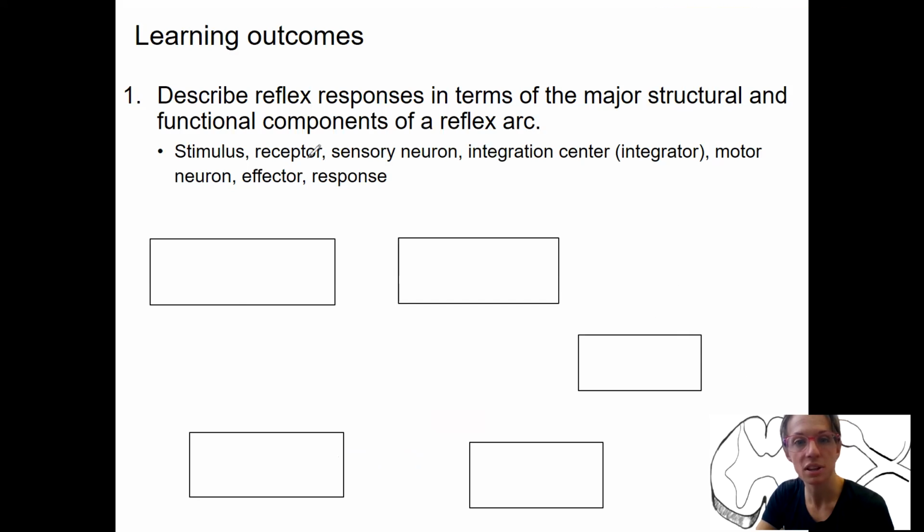Stimulus, receptor, integration center, integrator, effector, response. Could you put those into here? And while you're at it, go ahead and put sensory neuron and motor neuron as well. This is the nervous system's response here. This is not going to be an endocrine pathway. That's too slow for a reflex. So go ahead and see if you can label these boxes, as well as where the motor neuron and sensory neuron are located.